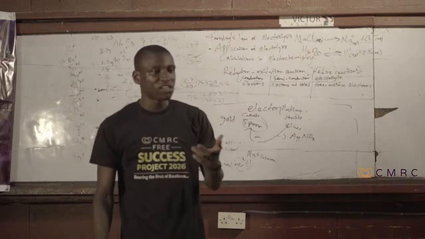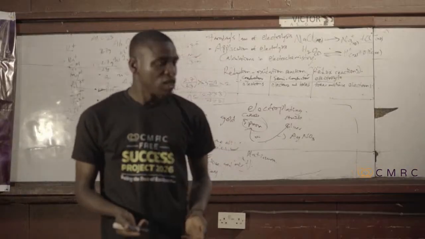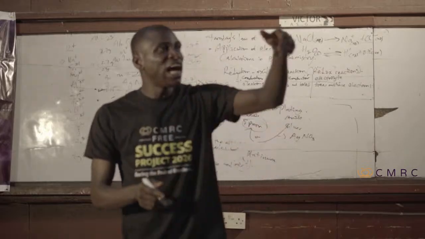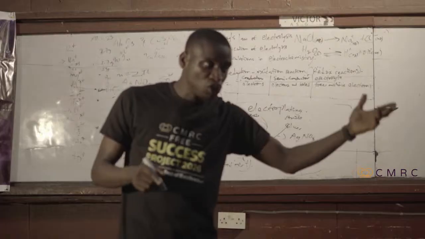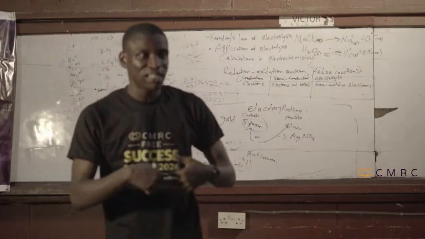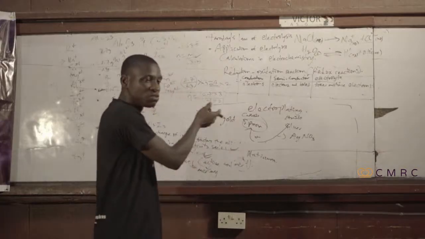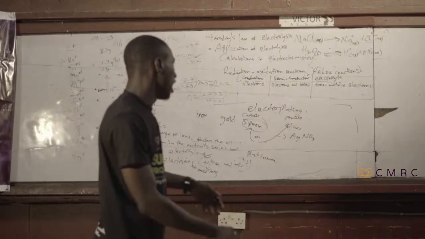Another one is purification of metals. You can use electrolysis to purify metals. You must have heard of what we call electrolytic reduction. Metals like iron, sodium, potassium, and calcium can actually be derived from electrolytic reduction of their ores or their salts, as the case may be. So you can use it to purify metals.